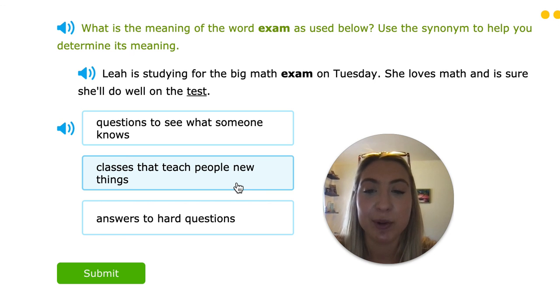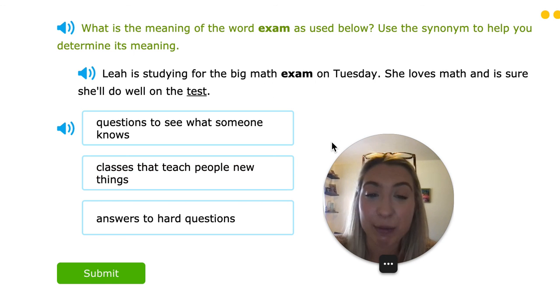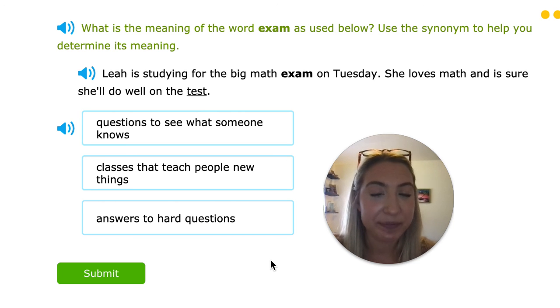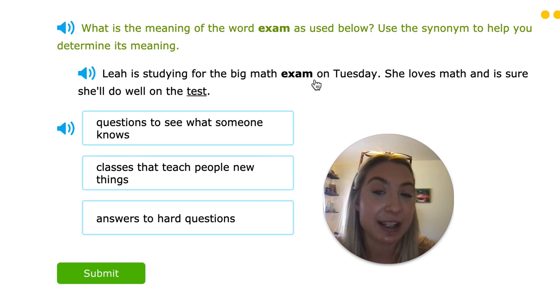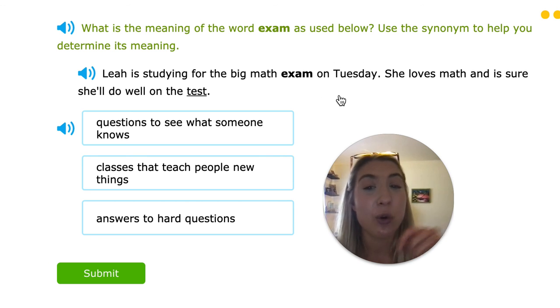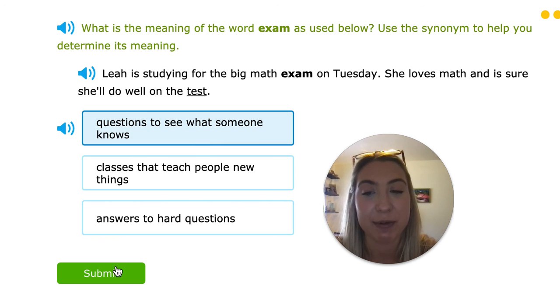Classes that teach people new things? Well, we take a test in a class where we're taught new things, but a test doesn't mean a class. So an exam wouldn't mean a class. Or answers to hard questions? When we take a test, we're not given the answers, we have to answer it. So it'd be the same for an exam. They're not giving us the answers, we have to write the answers down. So this would be our best option.